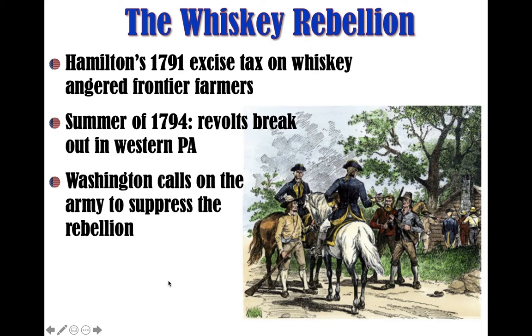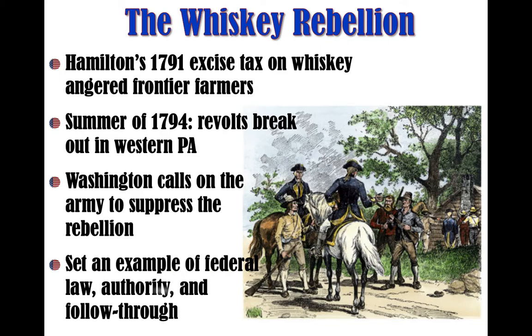Washington calls on the army to go and suppress this rebellion to put an end to it, and this is really setting up an example of how federal law authority will follow through. So you cannot just rebel against taxes, you cannot just rebel against the national government, because the government will then step in and put an end to it. So this is a good example of how the national government does have quite a bit of control on the things that are taking place in this time period.